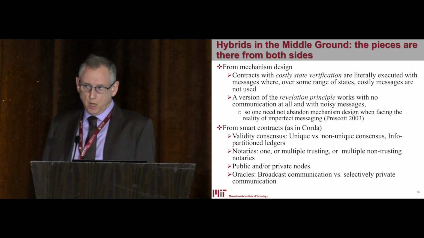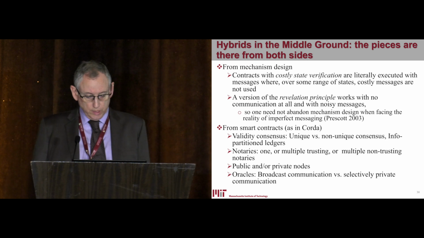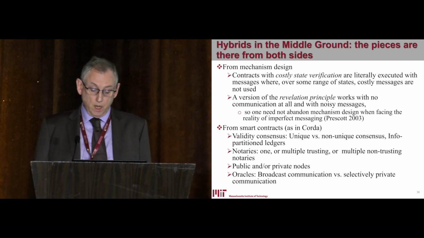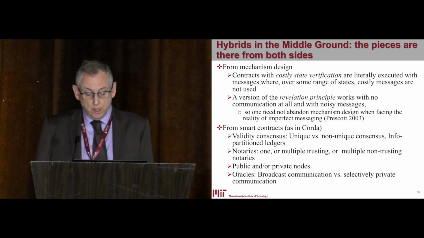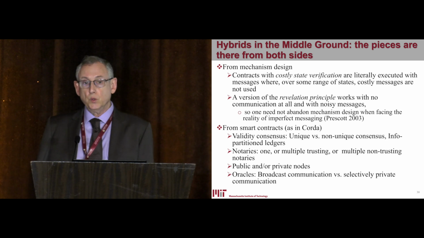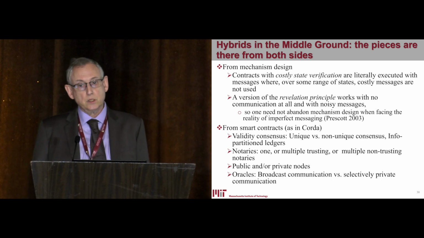From the smart contract side, if you take a company like Corda, it has validity consensus allowing unique, or what they oddly call non-unique consensus, the latter being information partition ledgers. Corda has notaries. It's an option to have one. You could have multiple notaries that trust each other as validators, or multiple non-trusting notaries.